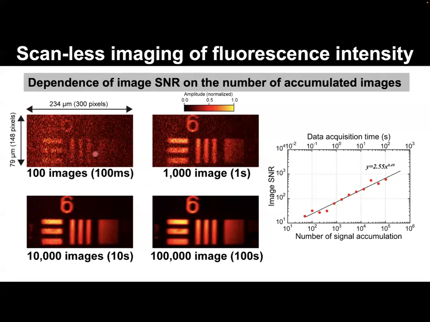The image contrast is improved by increasing the number of image accumulations. Right shows the image SNR with respect to the number of signal accumulations and corresponding data acquisition time. The image SNR increases linearly with the square root of the number of accumulated signals or the data acquisition time, indicating that shot noise limited measurement is achieved.